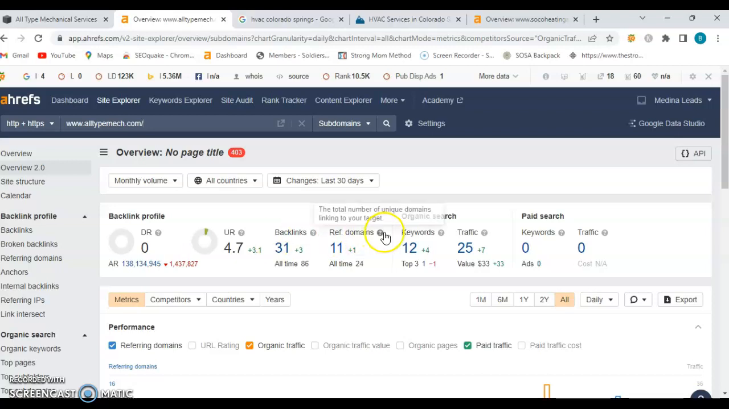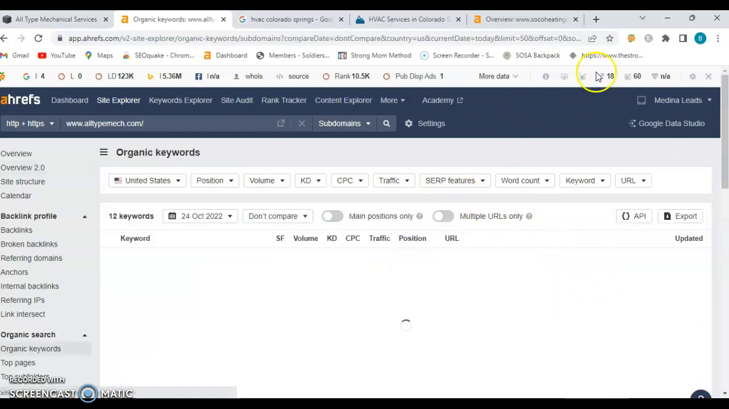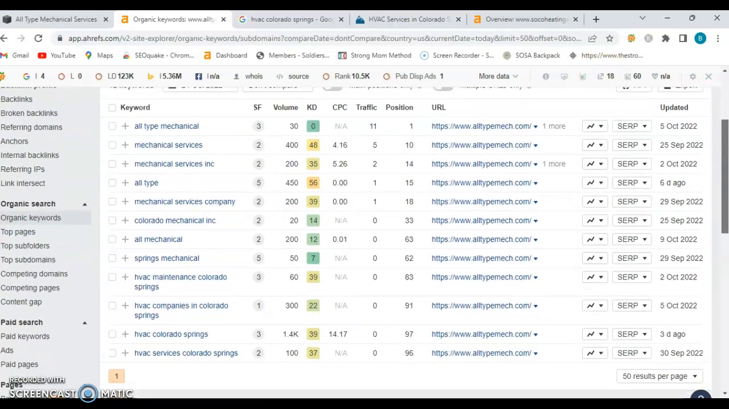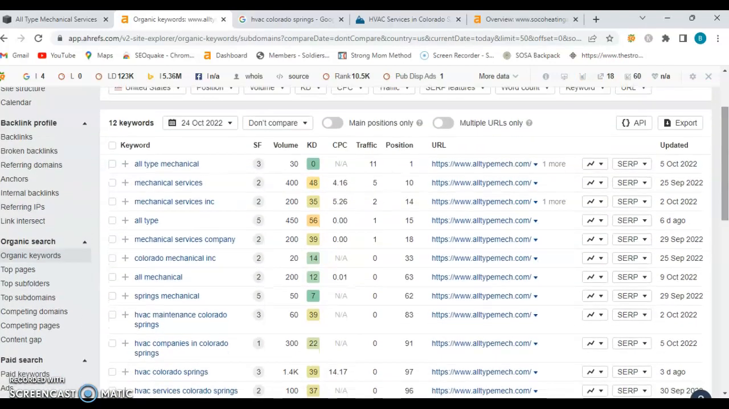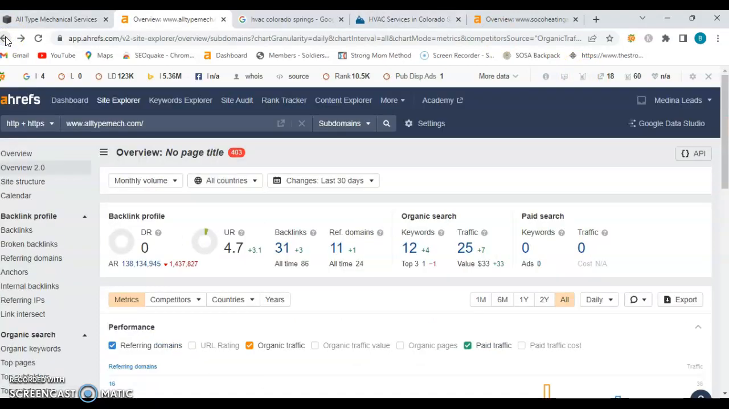Now, the next thing we were talking about here was keywords. So you are indexing for 12 keywords at the moment. So the idea is to also be able to look at your competitors in the area, see what keywords they're indexing for, and especially focus on buyer intent keywords. That helps lift your website, especially when it comes to Google.